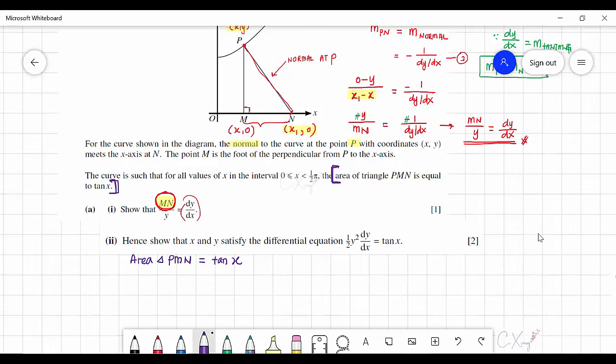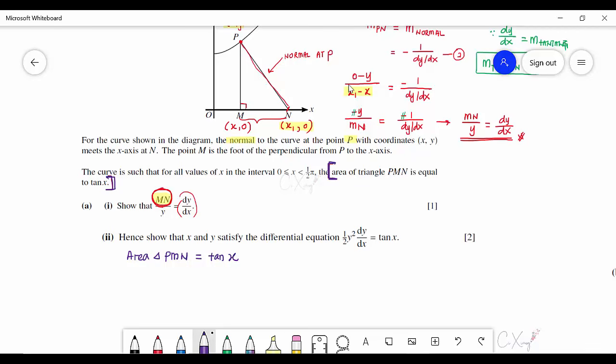So how to get the area of triangle PMN? This is your PMN. To get the area of the triangle, you will take half of the base. The base means MN, right? So half times MN multiplied with the height. The height here will be y. So I have the y here, and it is equal to tangent x.